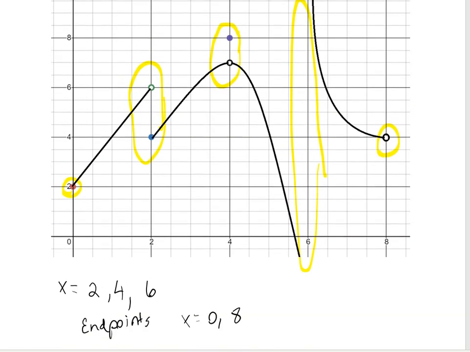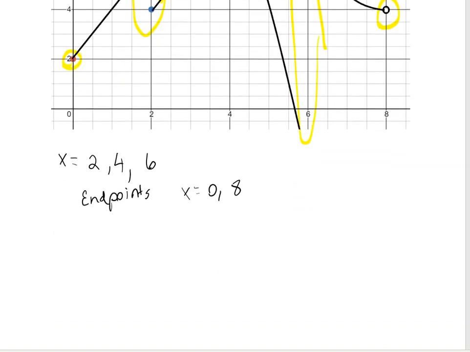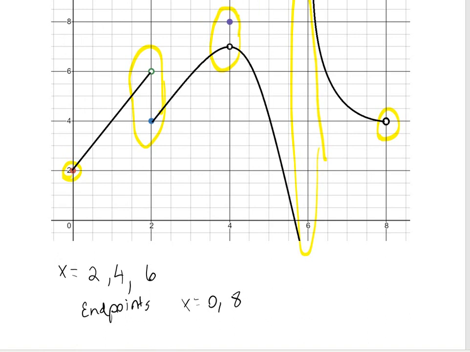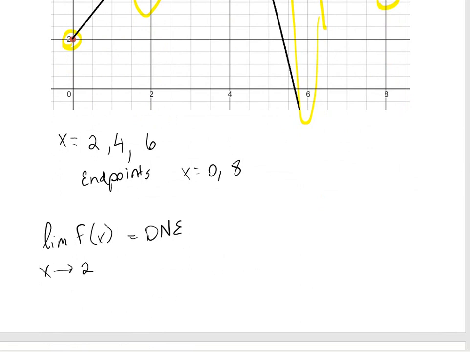Now, if we look at these different points and talk about their limit structures, which is what chapter 2 is all about, what we can see here is the limit of this function as x approaches 2 does not exist. Okay, so that would make us definitely fail having continuity since the left hand and the right hand sides don't match up.